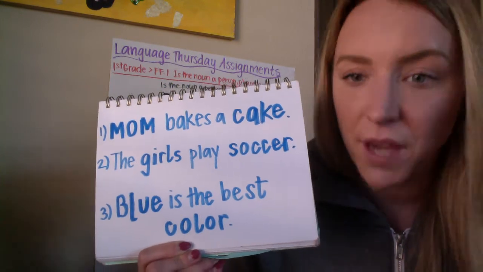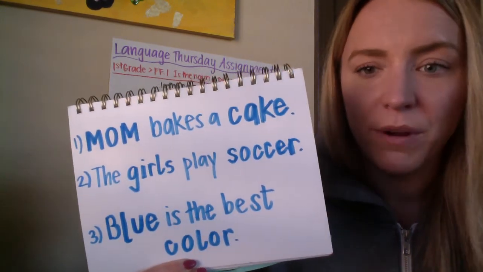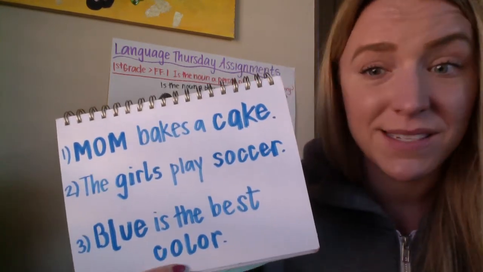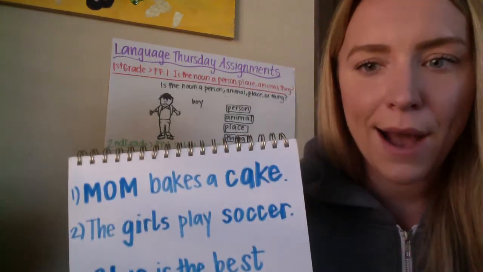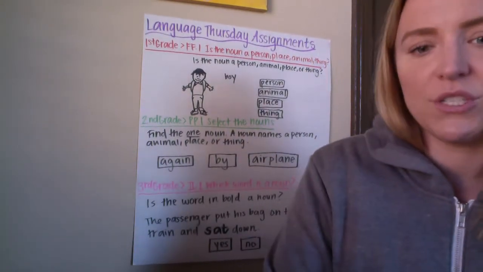It's a thing. Same with color. So if I can see it, remember, if you can hear it, if you can feel it, if you can touch it, it is going to be a noun. If it can be the subject of a sentence, or the who or what our sentence was about, it's going to be a noun.